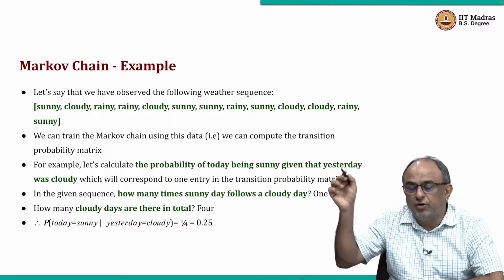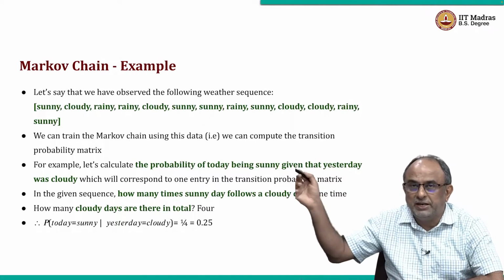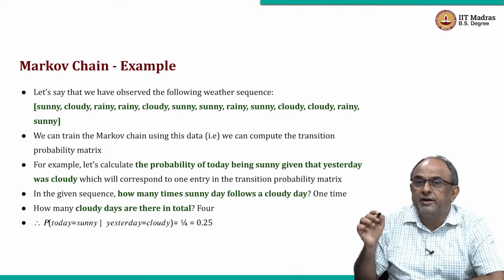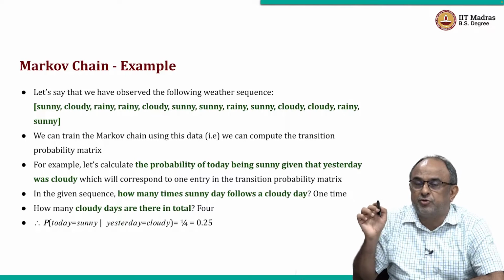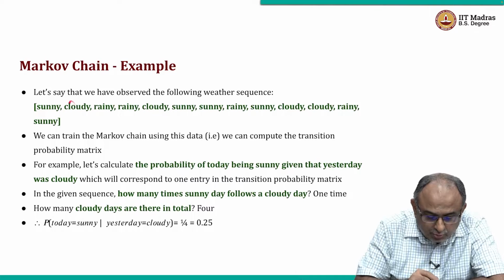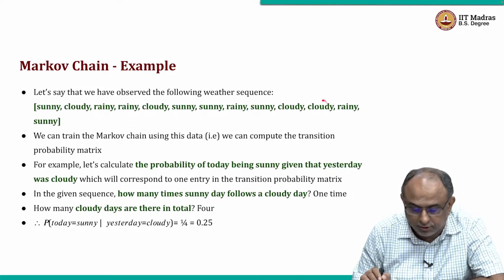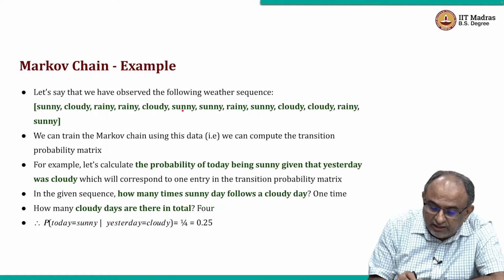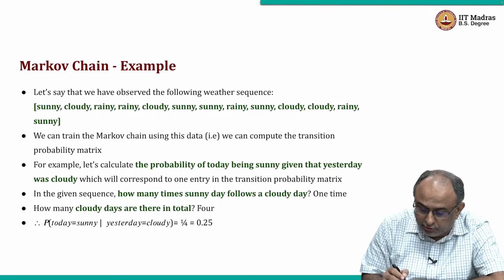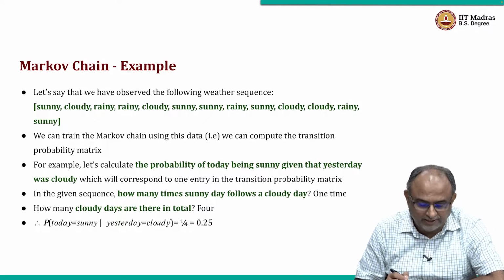Probability of sunny following cloudy, only one occurrence out of n. Let us keep it as n itself. The denominator is the probability of cloudy itself, so the number of cloudy, again counted out of n. The number of cloudy is 1, 2, 3, 4. So, only sunny following cloudy was only 1 and there were 4 such cloudy events. So, 1 by 4. This is going to be 0.25.